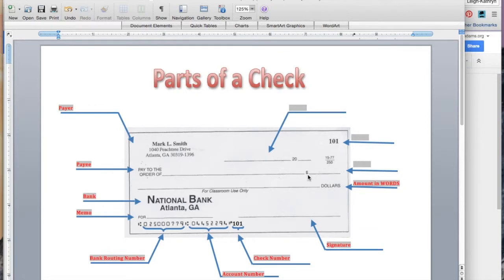As opposed to right here, it starts with a dollar sign. This is where we put the amount in numbers. So this is where we put 10.75. Okay, upper right-hand corner, what is this? It's interesting, it's the exact same number as this. So this is our check number. We're going to round our last corner, and what is this pointing to? Yeah, it's the date.